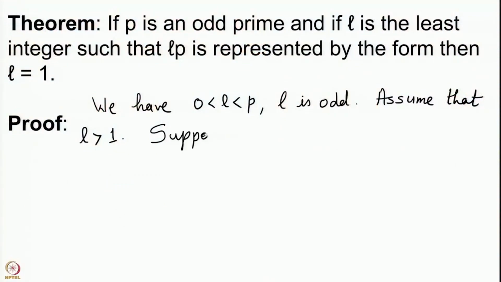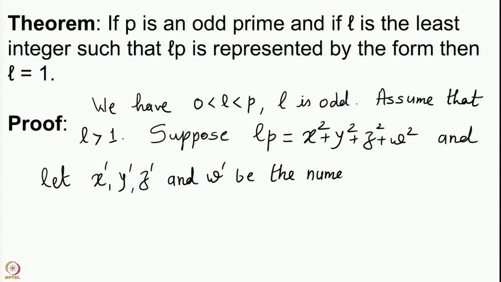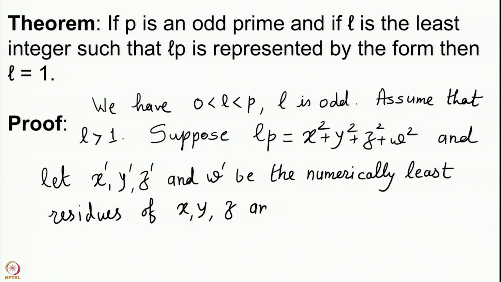So, we will start with our representation of LP. This is our representation of LP by the form, and let x prime, y prime, z prime and w prime be the numerically least residues of x, y, z and w modulo L respectively.